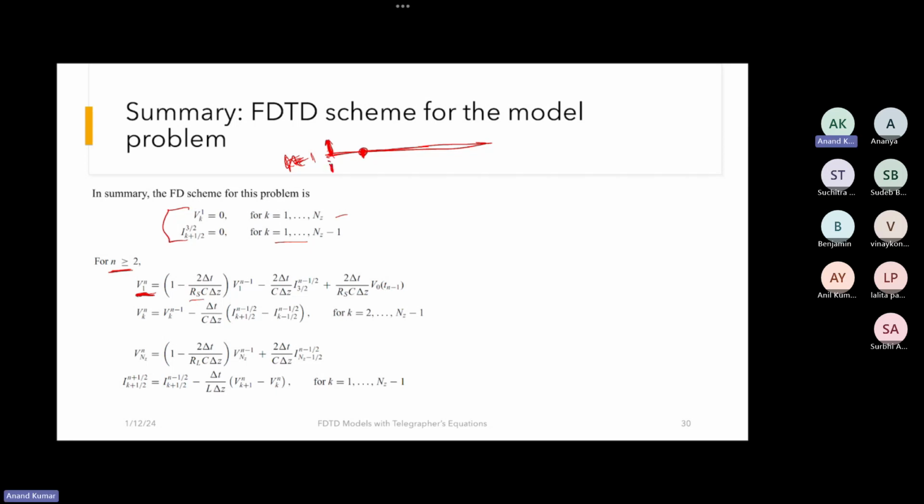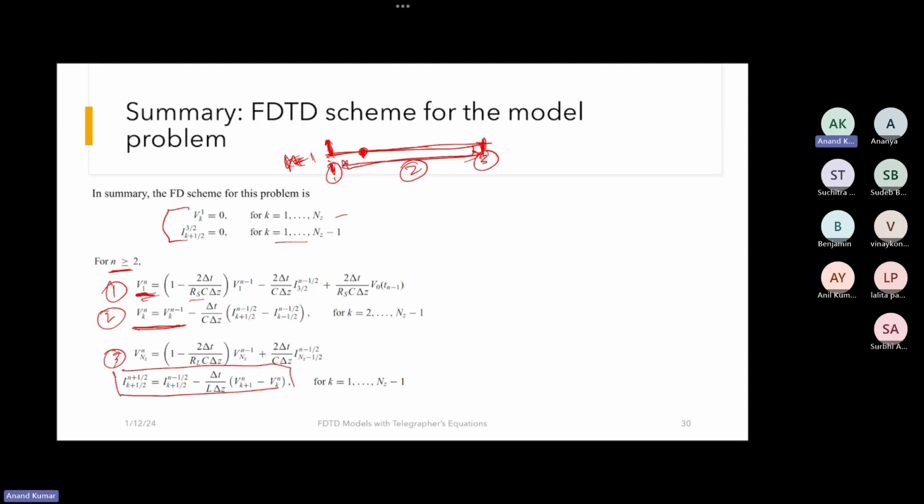At the first position, you evaluate using this, and then for all the nodes from here to here, you evaluate the voltage using this expression. So if this is 1, you solve 1, and if this is 2, then for this entire space you use 2, and then the voltage value at 3 is given by this expression at the last node. And this is the updated expression for current, which remains the same throughout this.